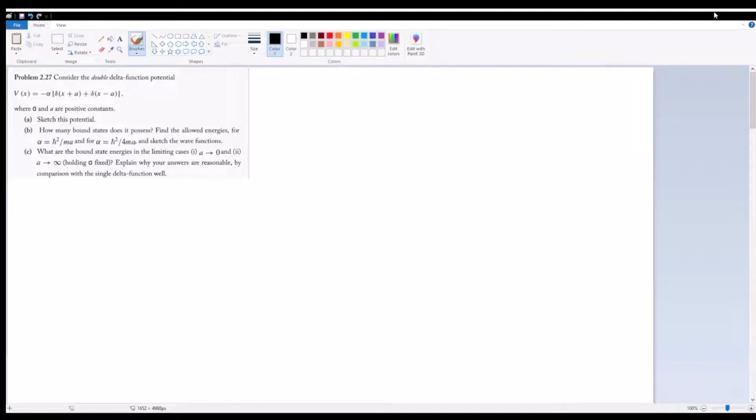Okay, in 2.27, we are given a double delta potential well, and we're asked to do a number of things. Part A, we want to sketch this potential. So this is pretty easy to do. We just have to recognize that there's two delta wells here. Everywhere else, when x is equal to anything other than positive or negative a, this is just going to equal 0. So let's write this out in a more revealing piecewise function.